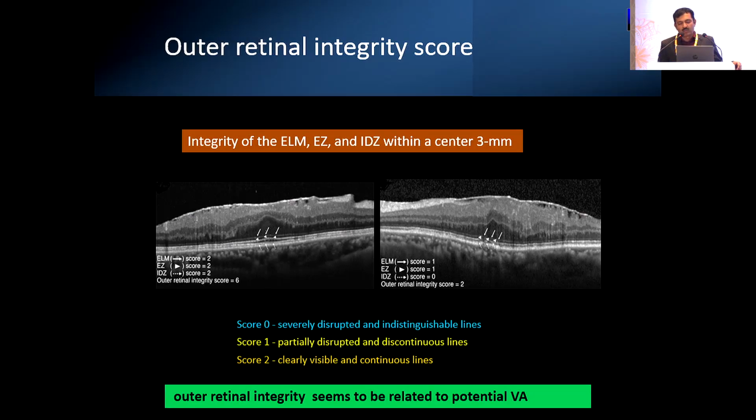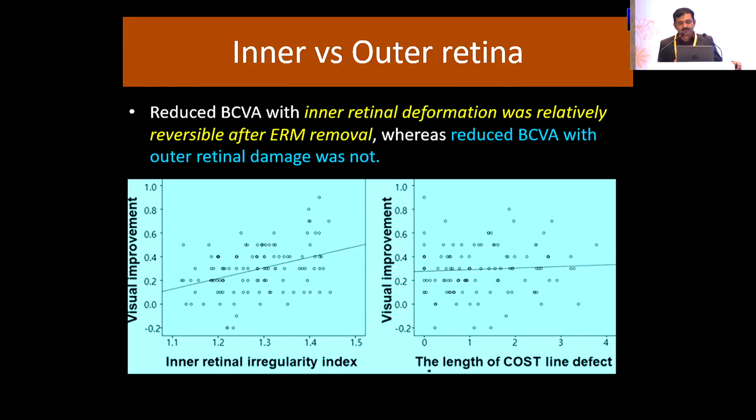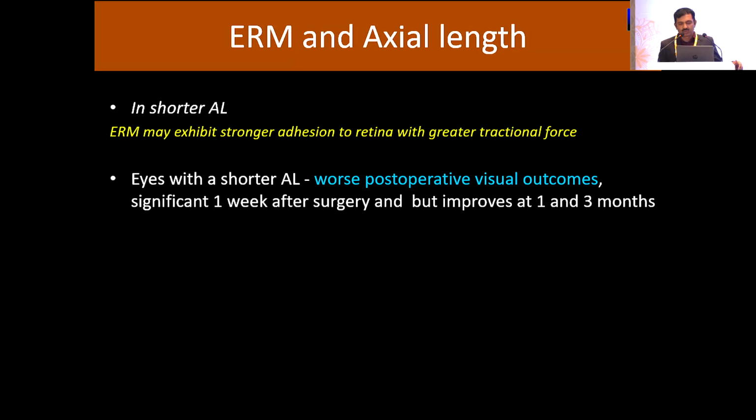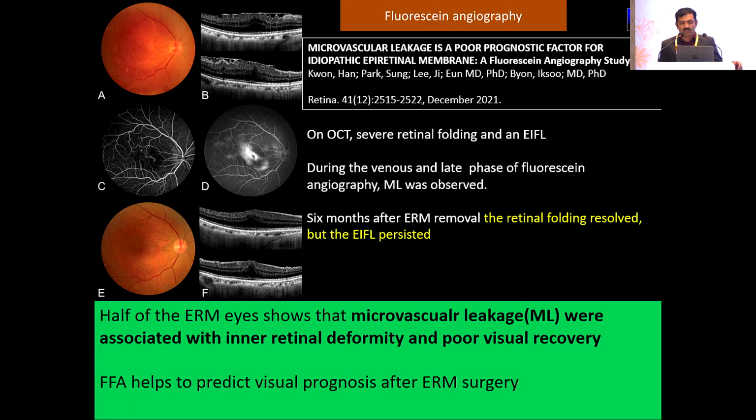Similarly, look at outer retinal integrity. Look at all four outer retinal layers; you can grade them, and it also helps in assessing the prognosis. If you see outer retinal changes, the recovery of vision is probably not so good compared to inner retinal changes, which are mostly recoverable. Another important marker that helps in assessing prognosis is axial length: the shorter the axial length, the poorer the prognosis in a patient with an epiretinal membrane. So one needs to look into the axial length also.